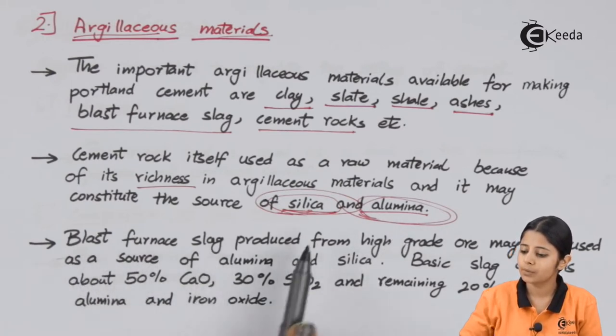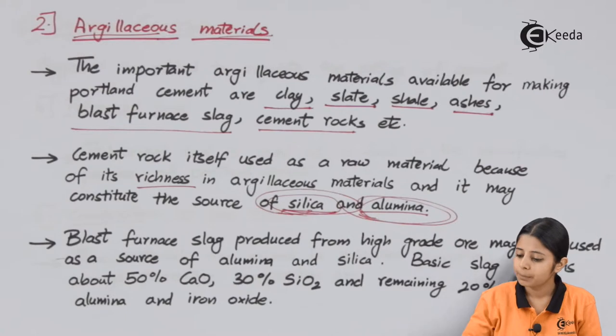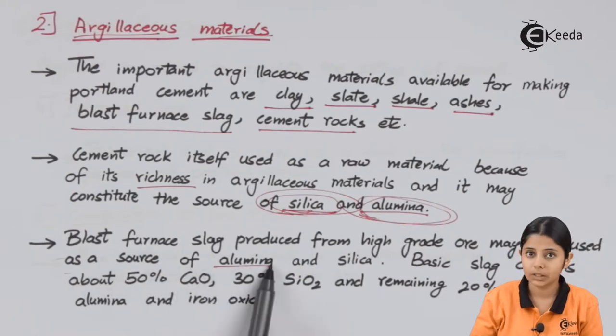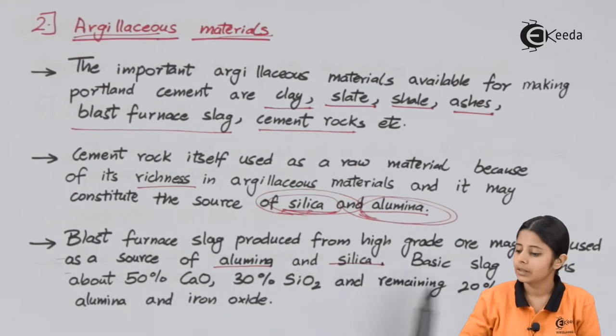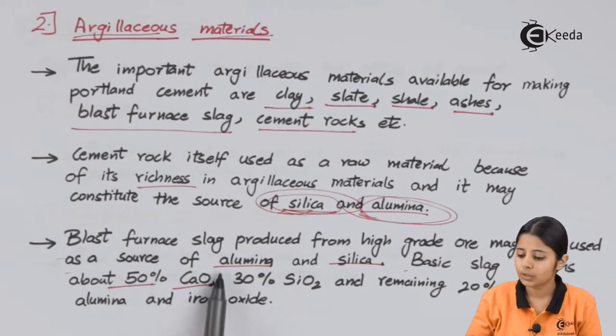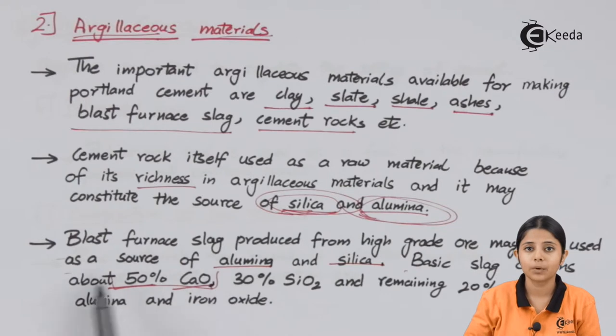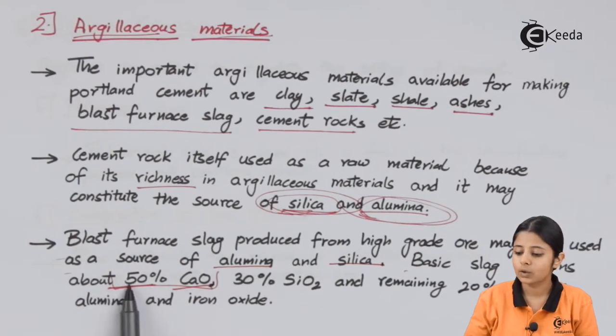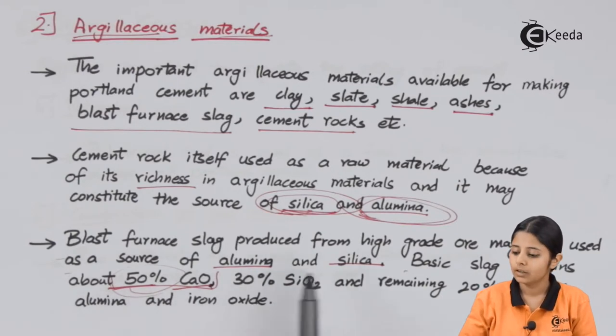Blast furnace slag produced from high grade ore may be used as a source of alumina and silica. Basic slag contains about 50% of CaO. Now, over here, we are using the proportions of it, and proportions are extremely important. This CaO has to be 50%, not less, neither more than that.